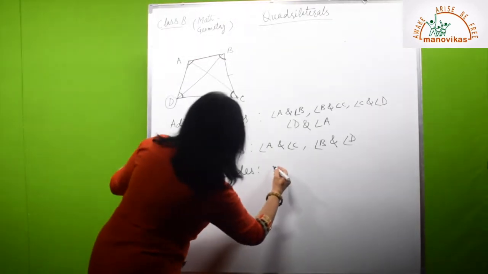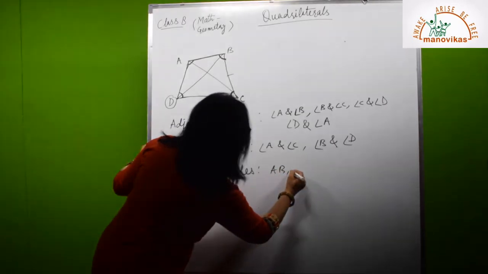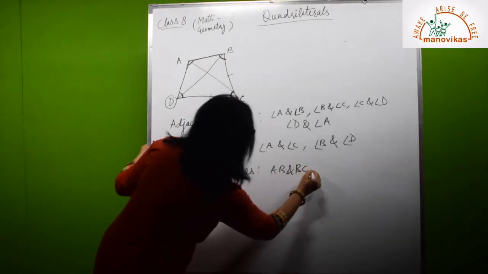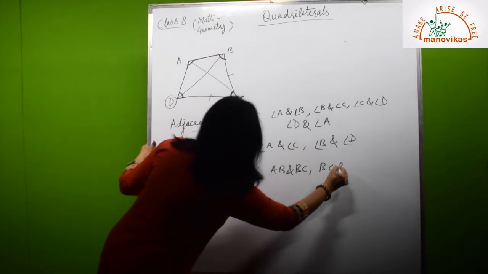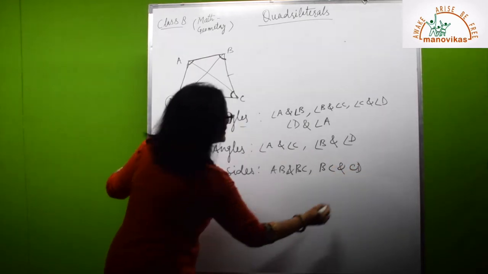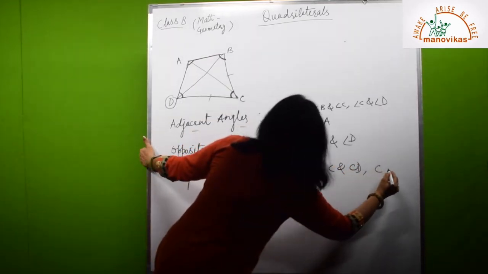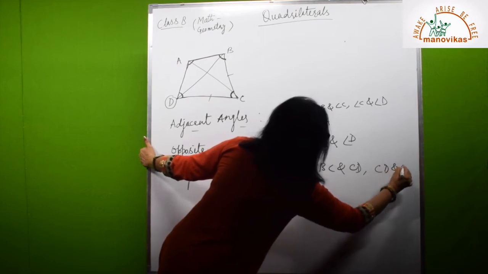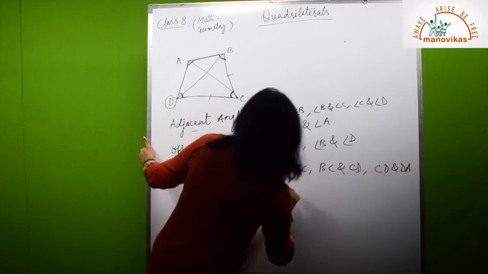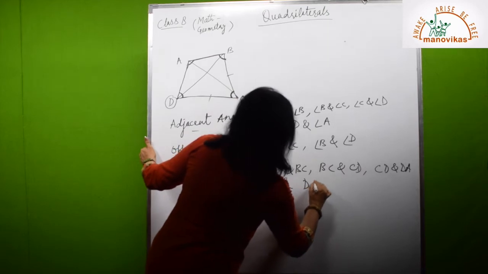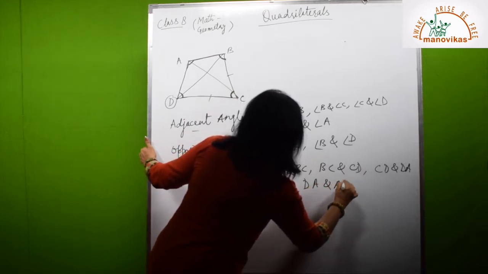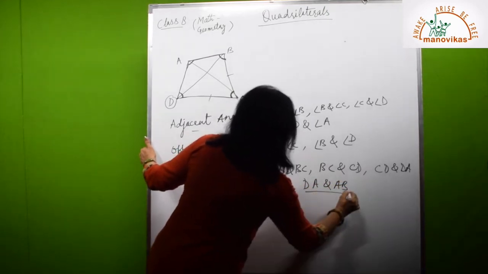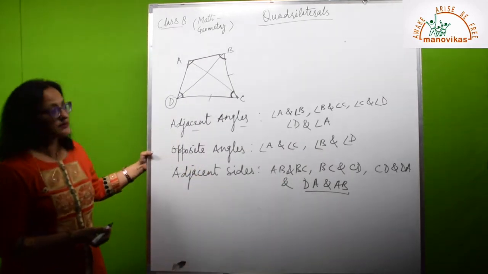So here you can write AB and BC, BC and CD, CD and DA, and DA and AB. These are the adjacent sides.